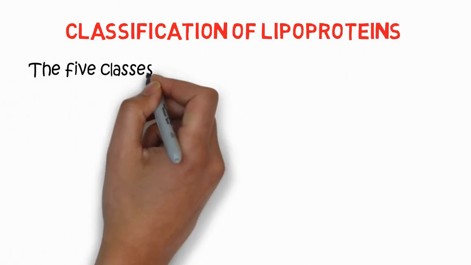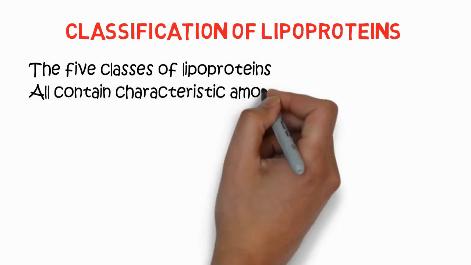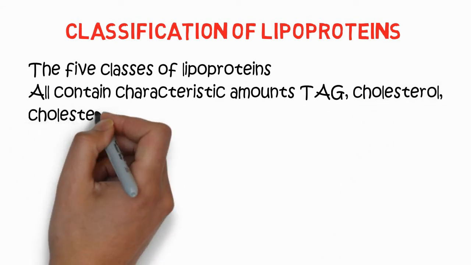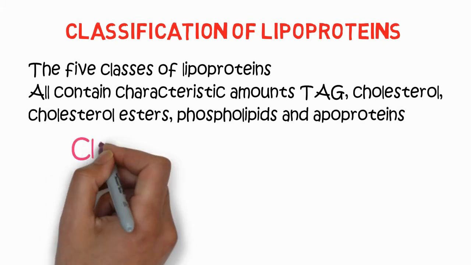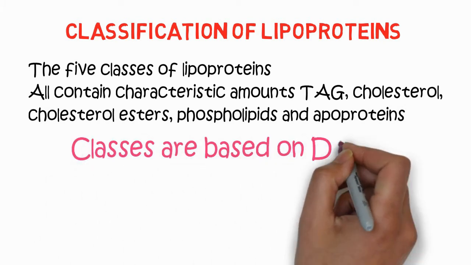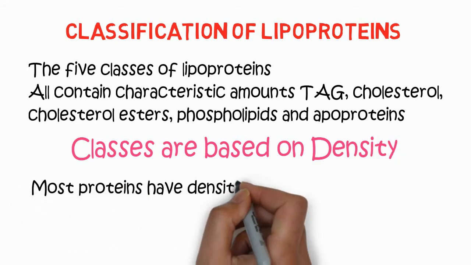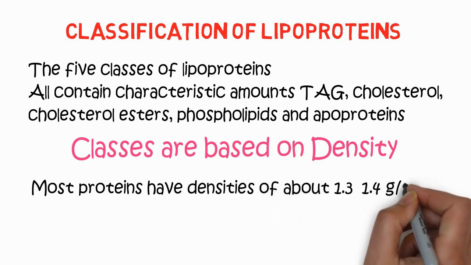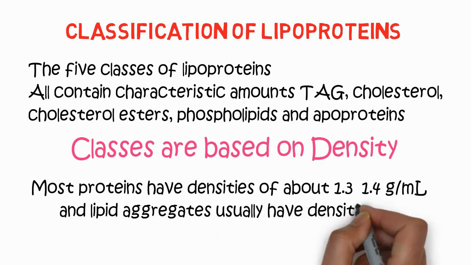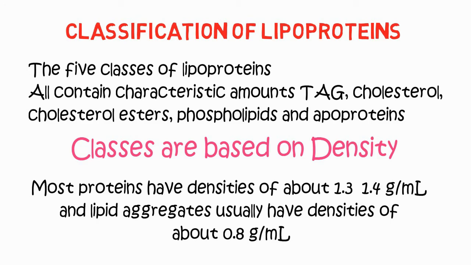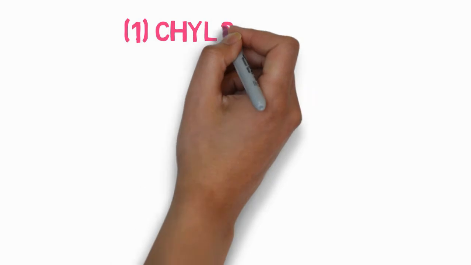Now, classification of lipoproteins. There are 5 classes of lipoproteins. All these classes contain characteristic amounts of triacylglycerol, cholesterol, cholesterol esters, phospholipids, and apoproteins. These 5 classes are based on their density, and the density is based on the composition of the amount of these components. Most proteins have density higher than 1.3 to 1.4, and the lipid aggregate usually has a density of about 0.8 gram per milliliter, which is lower than that of the proteins.